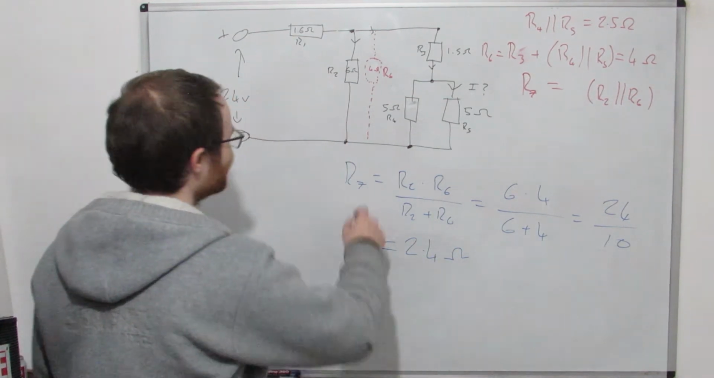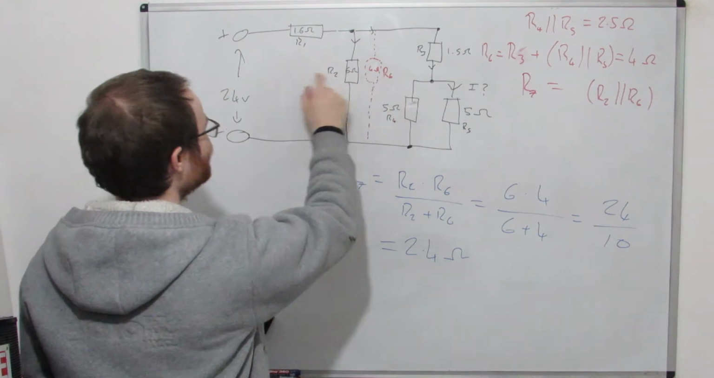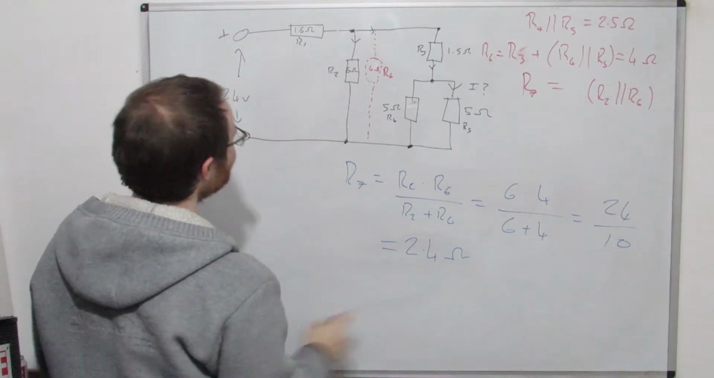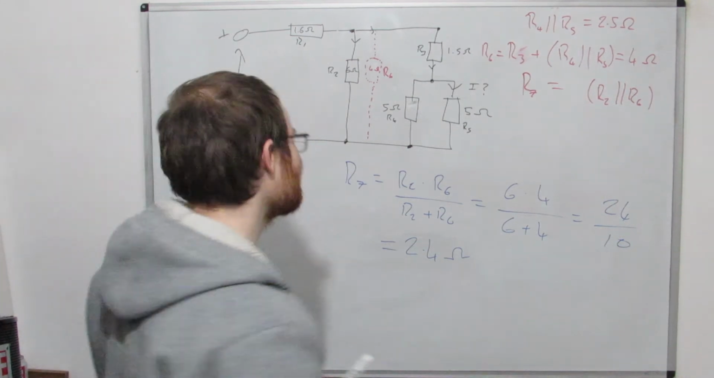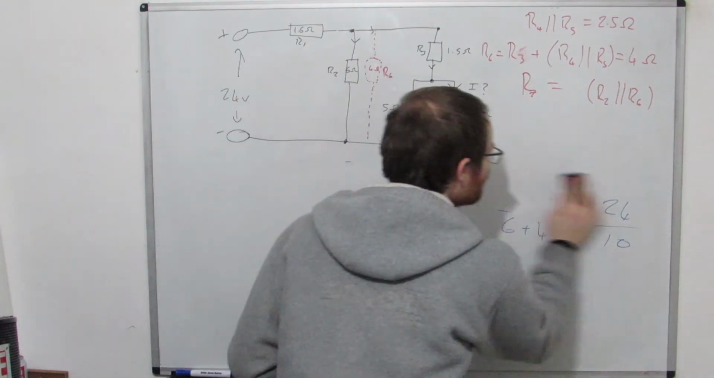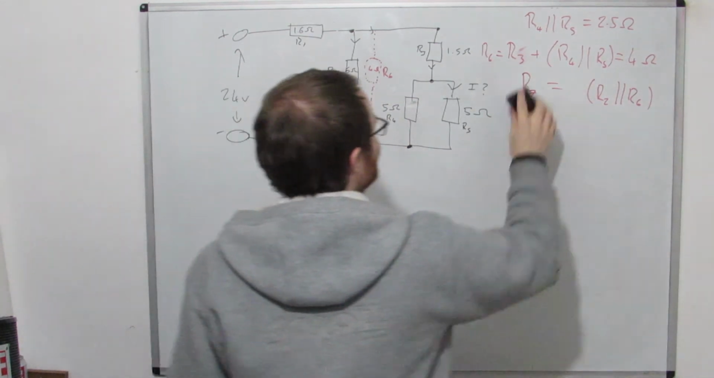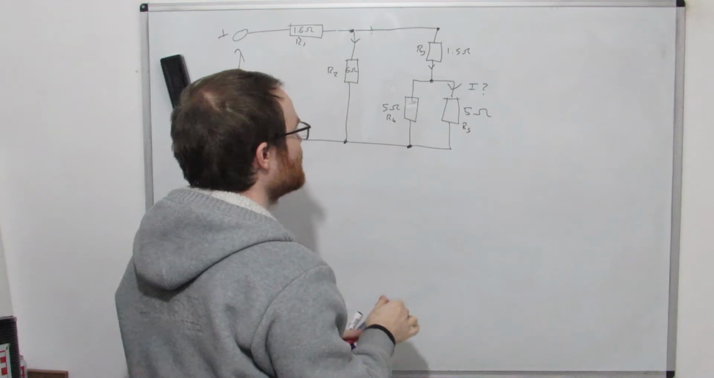Now, all we need to do, so these two are 2.4 ohms. So now the total resistance is 1.6 in series with 2.4, which is 4. So now we can work out the total current coming from the power supply is simply 24, which is our voltage in.